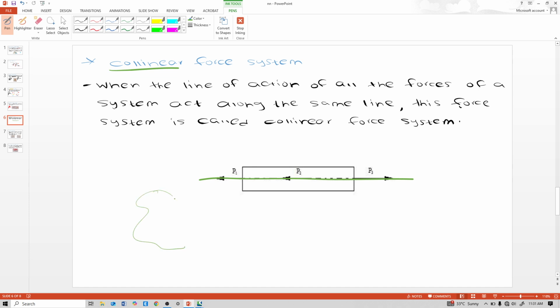Let us see another example. If this is an irregular body and I apply one force here and another force, this is a push type of force, it is pushing the body, and this is a pull type of force, it is pulling the body. So the line of action of both of these two forces is like this. So this is also a collinear force system.